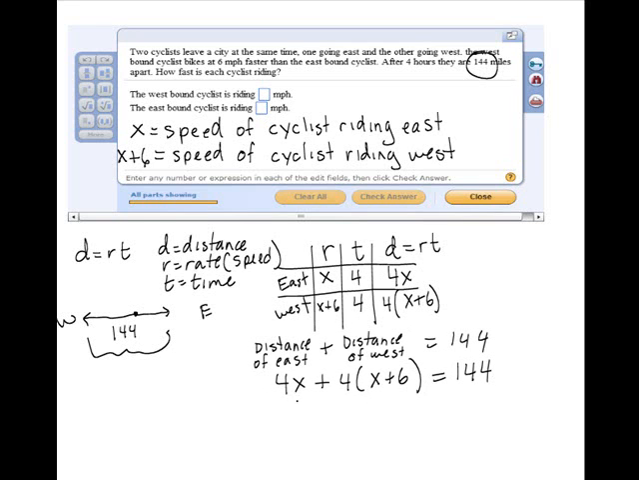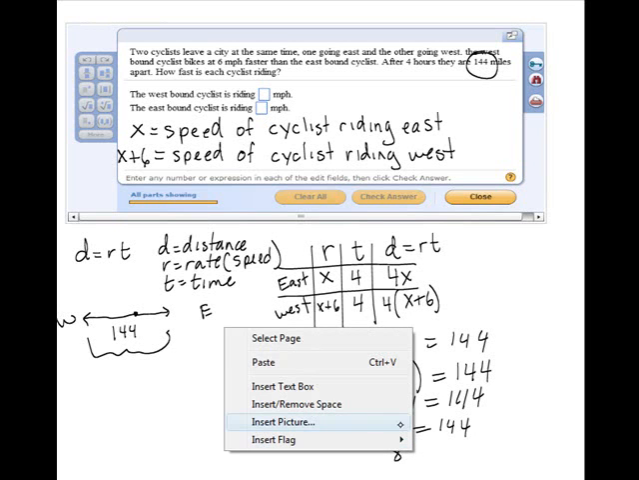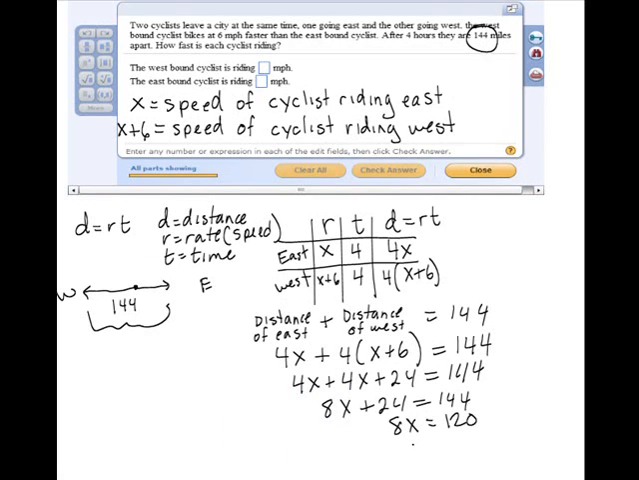Well, you use the distributive property. Combine like terms. Subtract 24 from both sides. Divide both sides by 8. So that gives us the x, which is the east. So the answer for the east is 15 miles per hour.